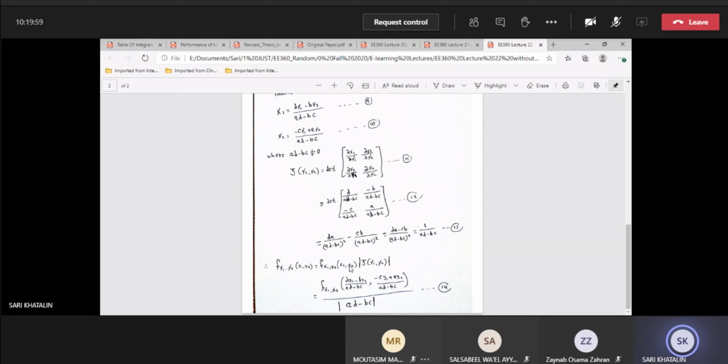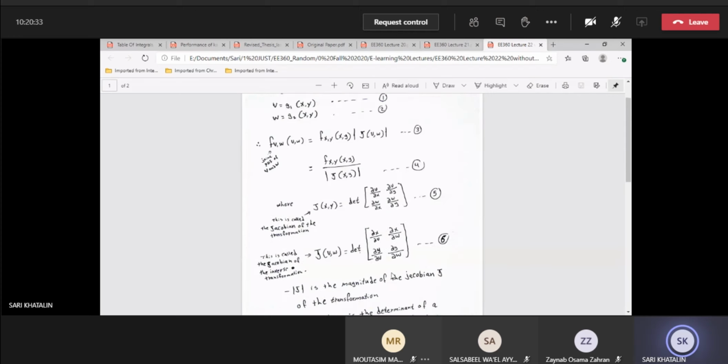Okay. So in this one here, you replace x1 and x2 with these functions right here, given that the joint PDF is already there. So you just replace x1 with this function, equation 9, and x2 with this equation, and you multiply by 1 over ad minus bc, and that will be the end result. Of course, if we have numbers, obviously the results will be a little bit different.